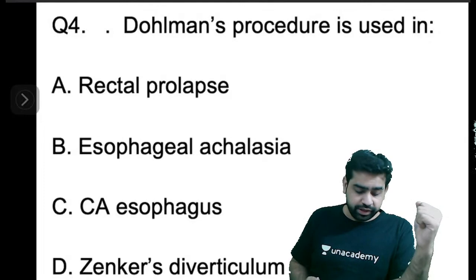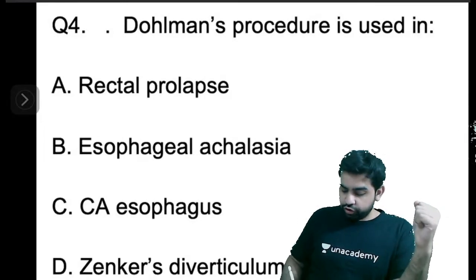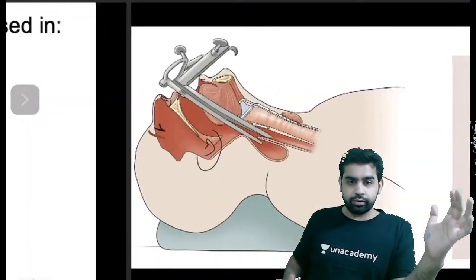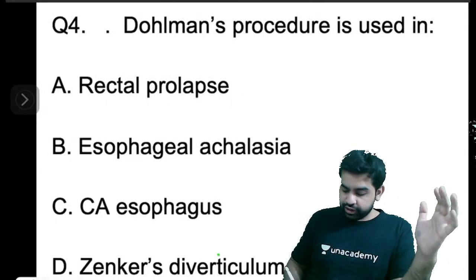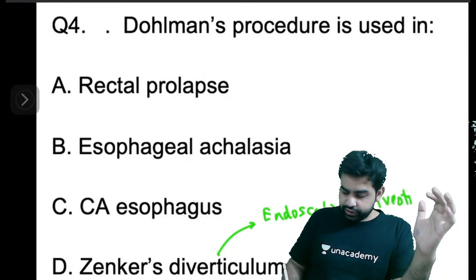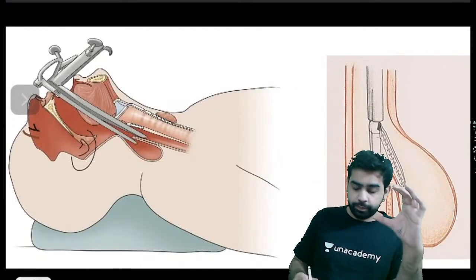So guys, please understand, your Dolman's procedure is basically done for your Zenker's diverticulum. What is this Dolman's procedure, guys? This Dolman's procedure is basically your endoscopic diverticulopexy. Now what you basically do in this, you have an endoscopic stapler.